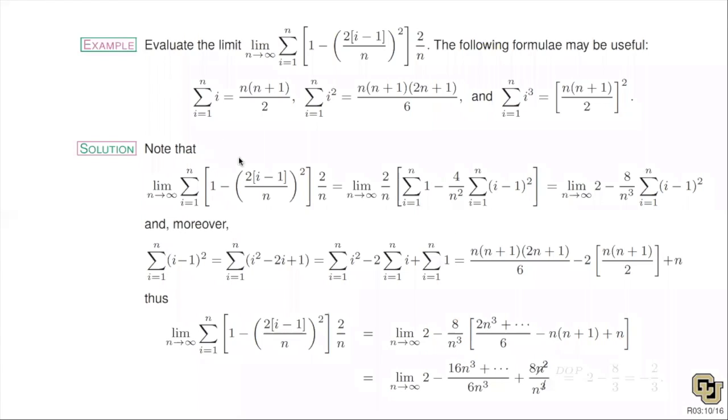Then I send n to infinity and use dominance of powers. This term goes to 0 because there's an n in the denominator. This term, the leading term, is n cubed on top and bottom. So by dominance of powers, it goes to 16 over 6. Yeah, kind of a mess. But it's really about understanding the notation. At the end of the day, it's really about, can you understand the notation?